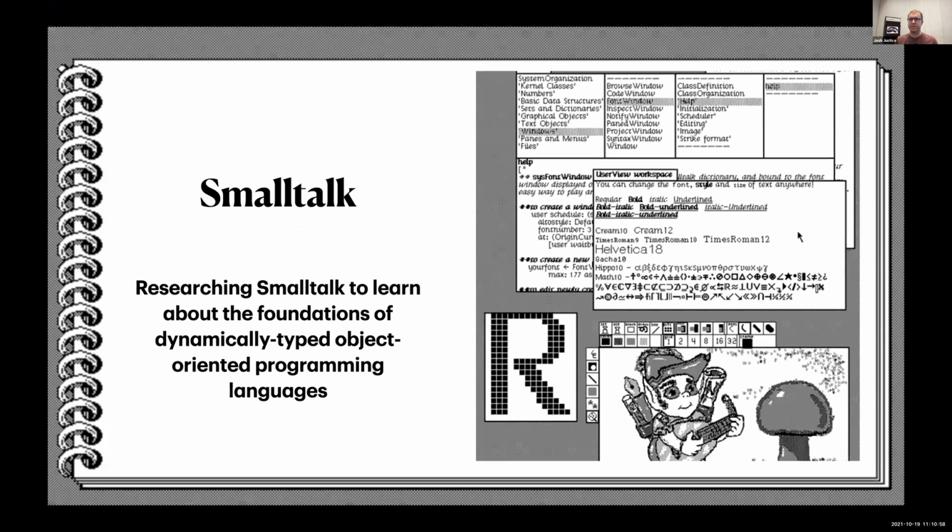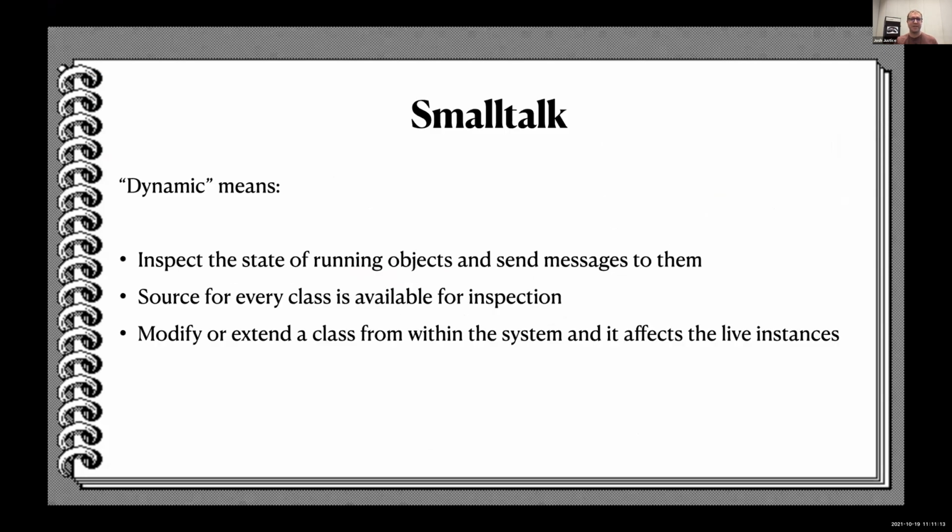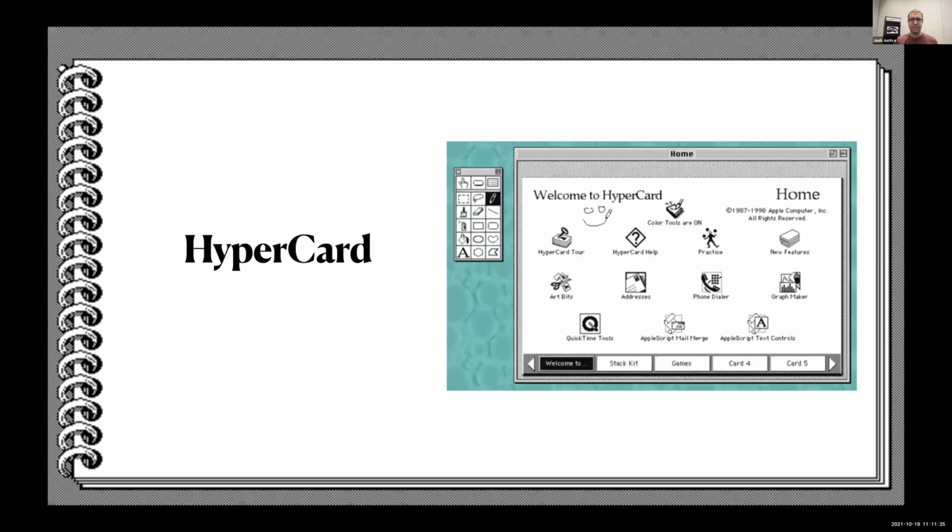So I started looking into Smalltalk. I work in the industry as a professional software developer. I wanted to look into Smalltalk to learn about the foundations of dynamically typed object-oriented programming languages. And as I started looking into this, I found that dynamic in the Smalltalk world means much more than it does in other dynamic languages. It means you can inspect the state of running objects and send messages to them. It means the source for every class is available for inspection. And it means you can modify or extend a class from within the system and it affects the live environment.